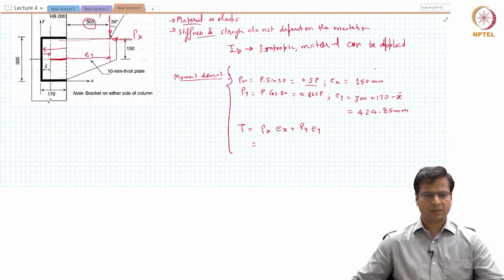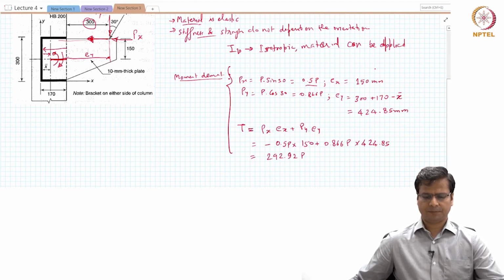Also be mindful that this will have a direction in moment in this direction, which will have an anti-clockwise effect, and Py will have a clockwise effect. So anti-clockwise and clockwise, let's calculate T in clockwise direction. Therefore, we will put minus 0.5 P multiplied by 150 plus 0.866 P multiplied by 424.85, which will be equal to 292.92 P. These many, if P is in newtons, these many Newton millimeters. Okay. So that is the twisting moment demand.